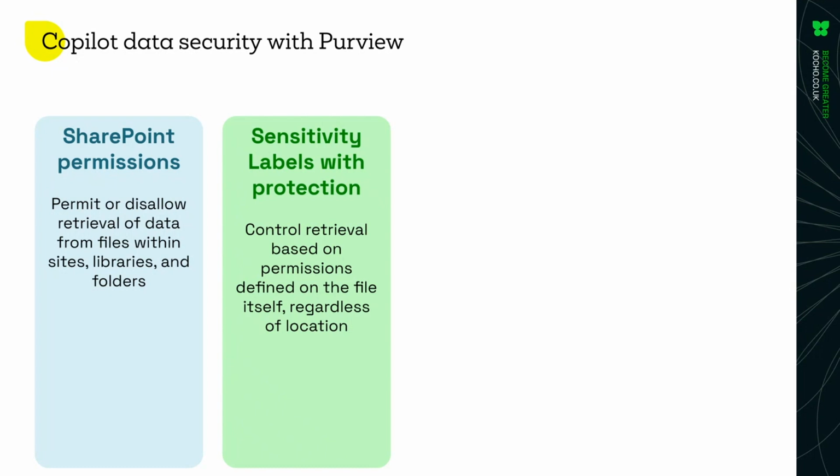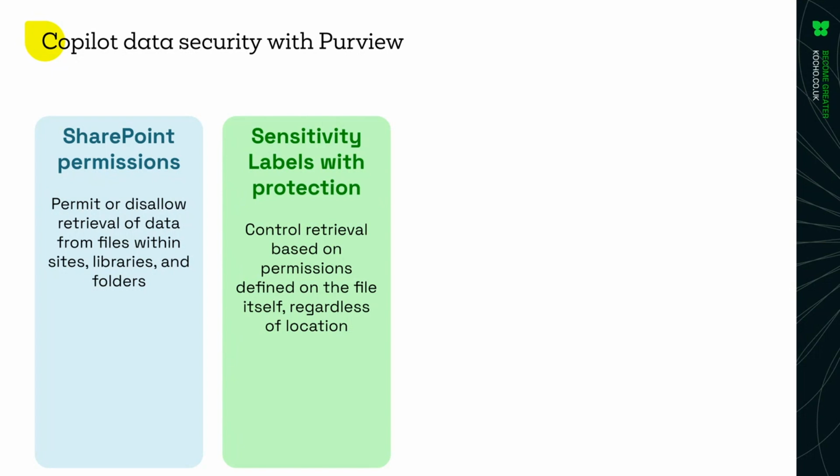And Copilot will respect sensitivity labels. It won't respect them, though, if you haven't got protection on them. So a label without protection is essentially open to anyone. Yes, you can mark something as highly confidential, but if it hasn't got protection on it, then it's still technically open to anyone. But sensitivity labels can apply protection. And what we mean here by the protection is that the document is encrypted, and that goes wherever the file goes.